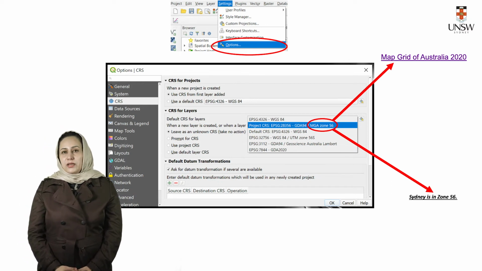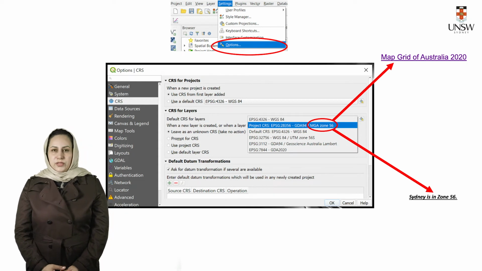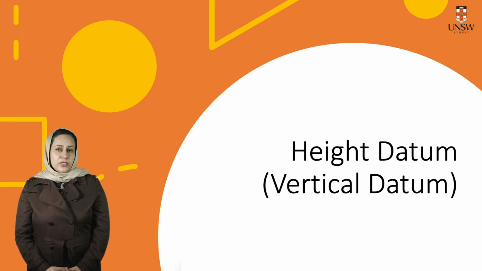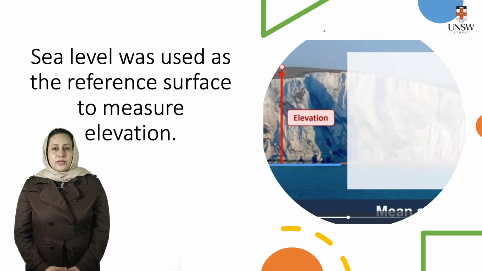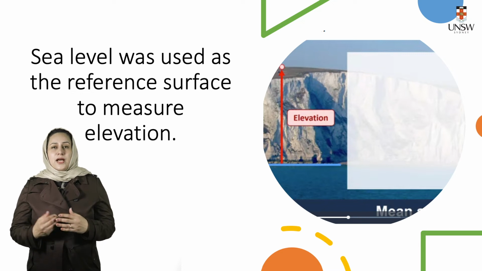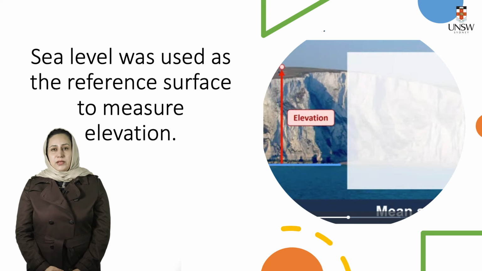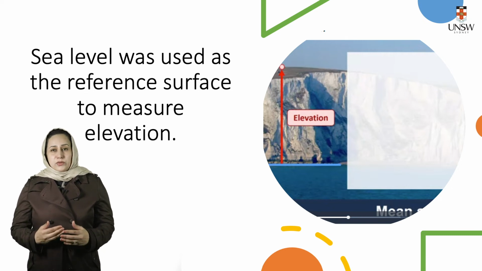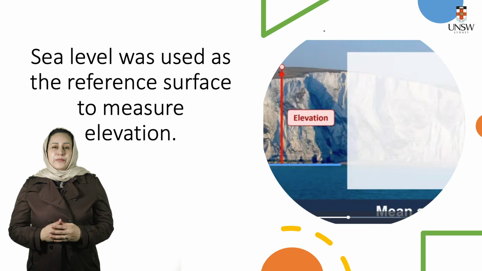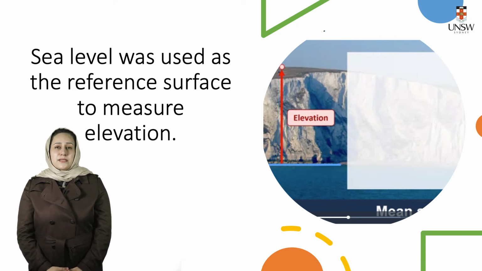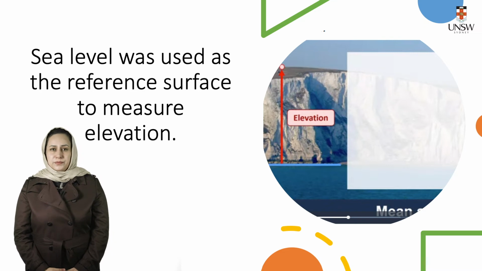What is GDA? We'll learn about GDA shortly. What is a height datum? Height datum is important when you work with elevation data. For years, there has been a question of how elevation should be measured. Where is the baseline? Where is the base surface to measure elevation? Let's call the base surface or the baseline the reference surface from now on.